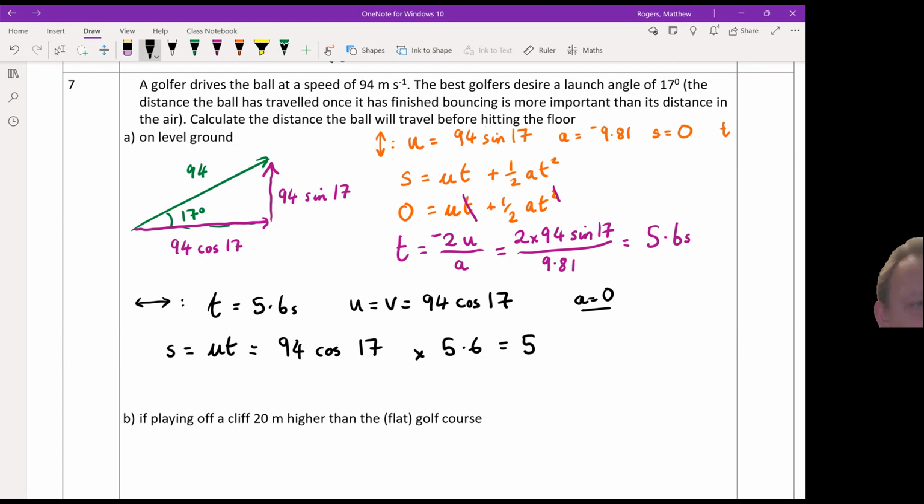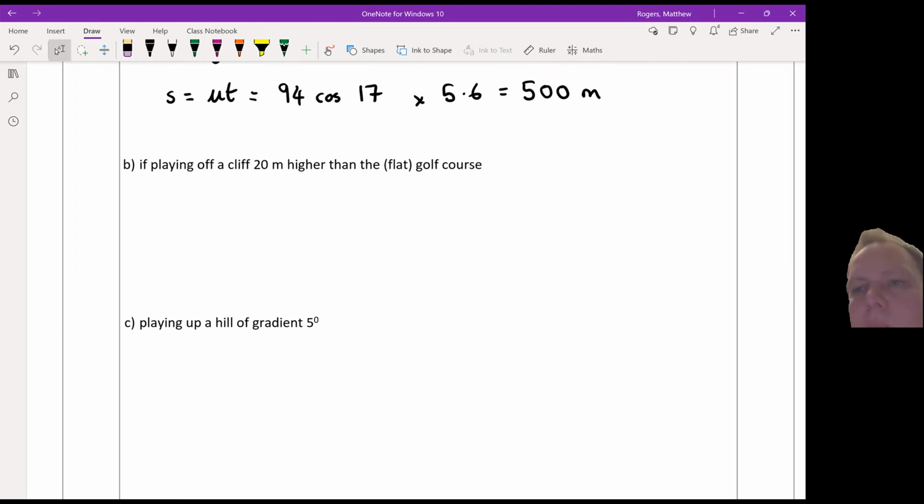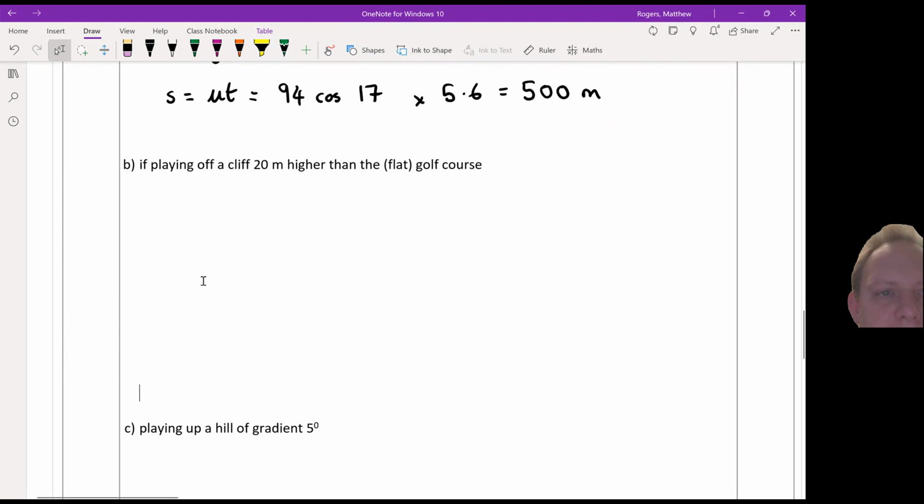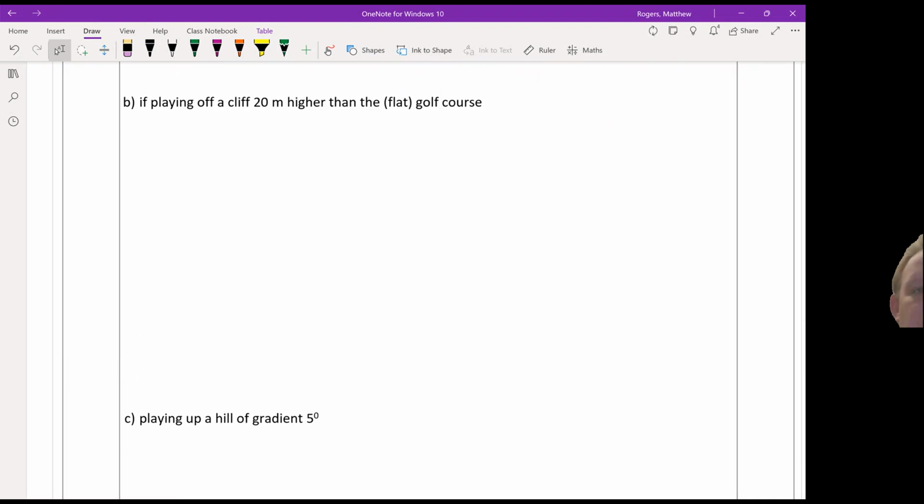Now, as I said at the start, I think it's probably reasonable to say air resistance plays an important factor. No golfer can drive the ball 500 meters, so it seems almost certain that air resistance is going to be important. In the second part, part B, we've changed our setup now so that rather than playing on level ground, they're playing off a cliff that's 20 meters higher than the flat golf course.